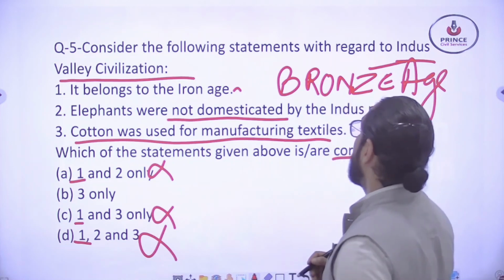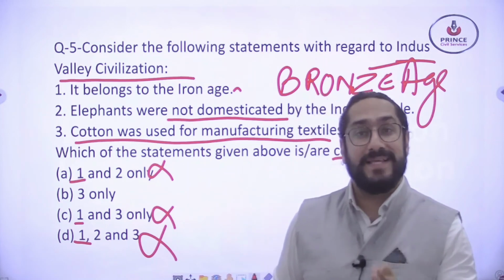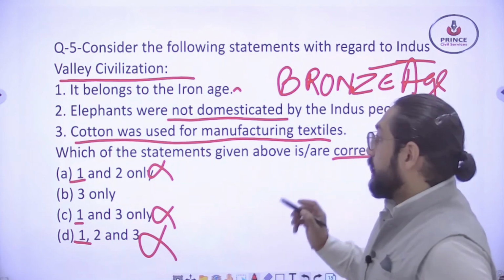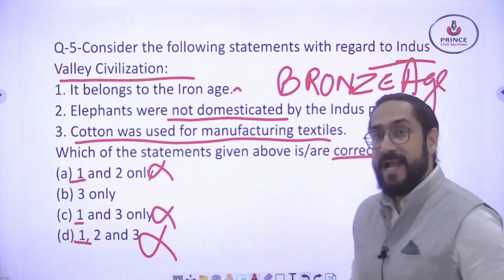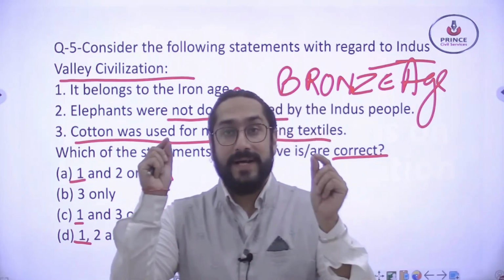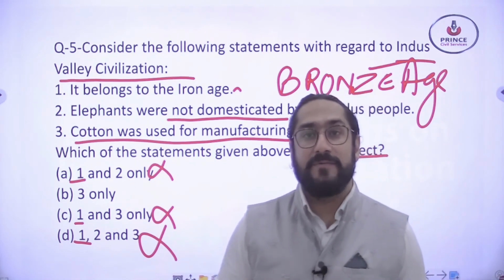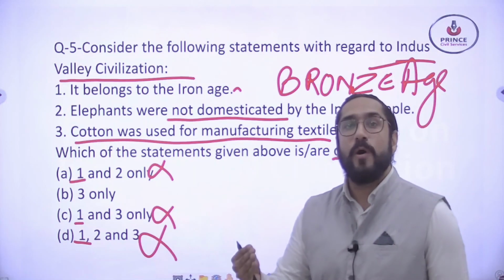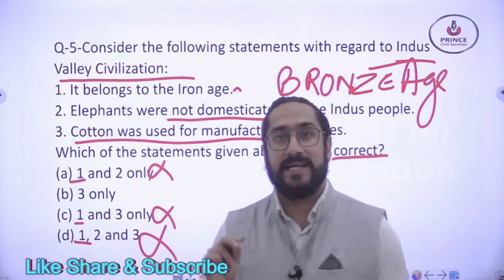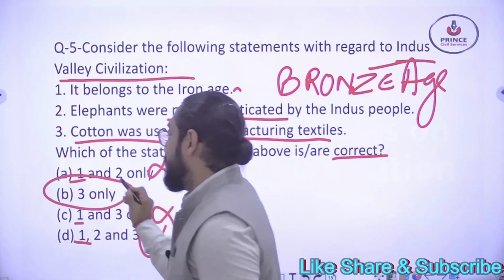Elephants were not domesticated by the Indus people. This statement is wrong because elephants were domesticated, and there were other animals that were domesticated. Cotton was used for manufacturing textiles. This statement is right because Indus Valley Civilization people were the first to grow cotton. That is a very important point, and there were textiles, clothes made out of cotton as well as wool. There were woolen textiles, and cotton textiles also. So for this question, the right answer is B, that is 3 only.